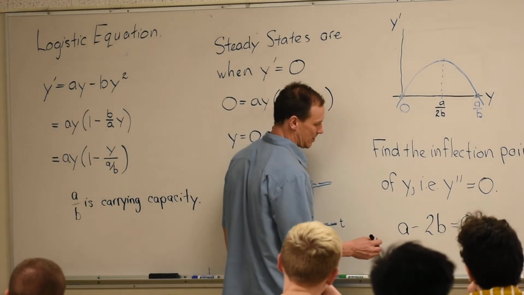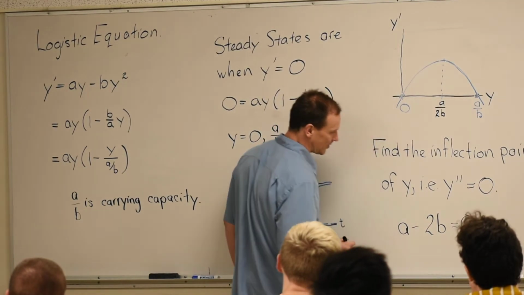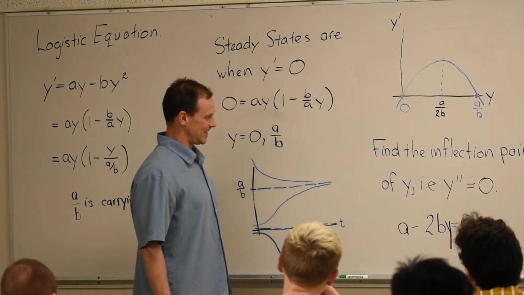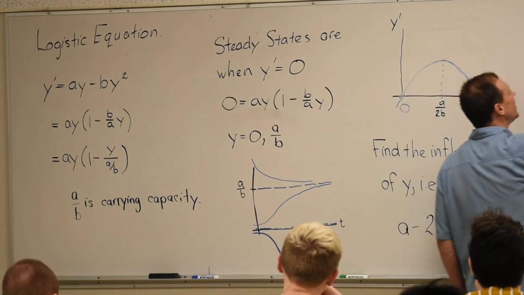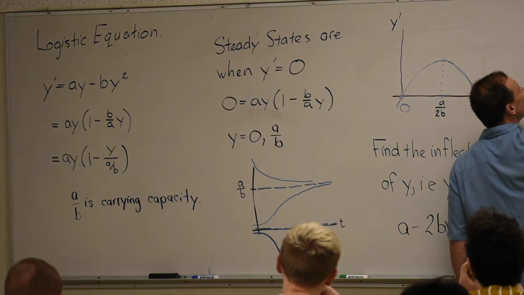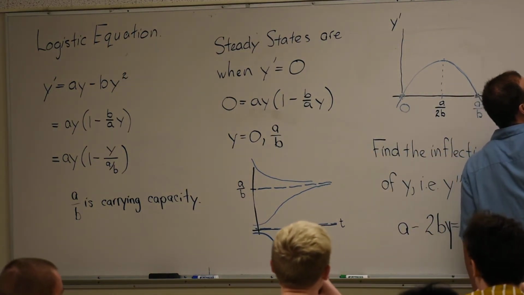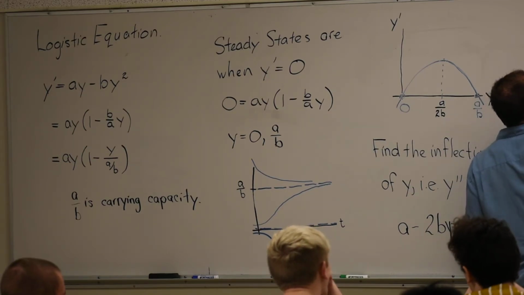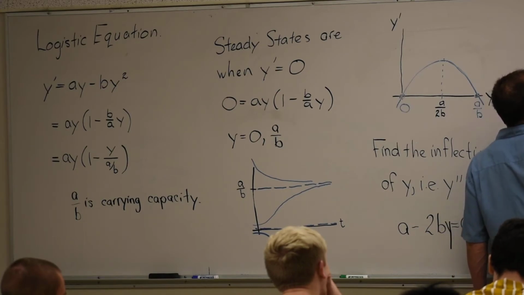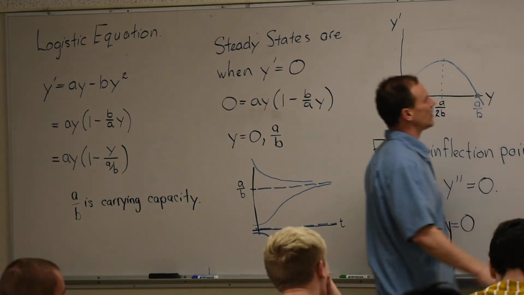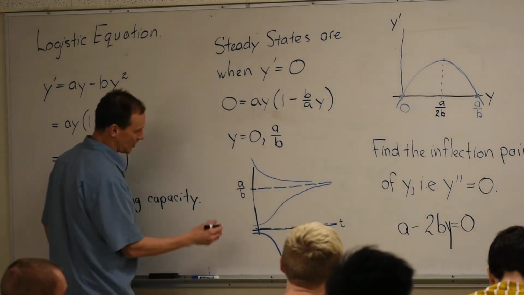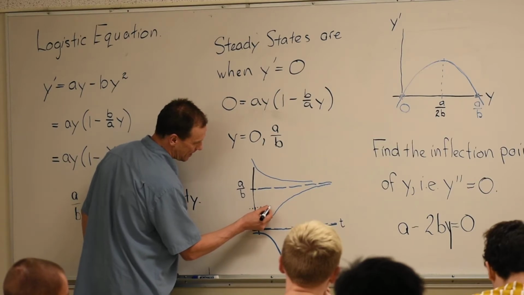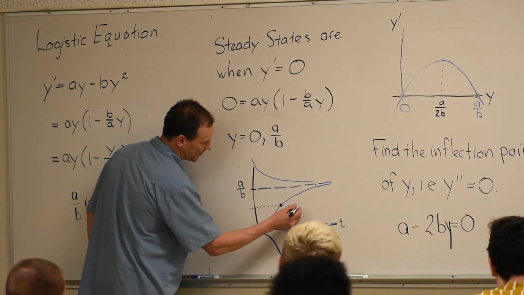What do you guys get? I forgot something? Oh, y, yes. Thank you. There we go. And so we have y is equal to a over 2. Well, look at that. That means our inflection point is half of this height. That's our inflection point.